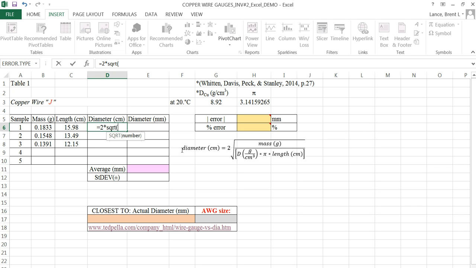And then you're going to need another parentheses to start off right away. And then you're going to put mass for that particular one. So you click on that cell for that mass. Now close that parentheses and hit divided by, and then put another parentheses open. And then you want to get this part, which is density, pi, and length.